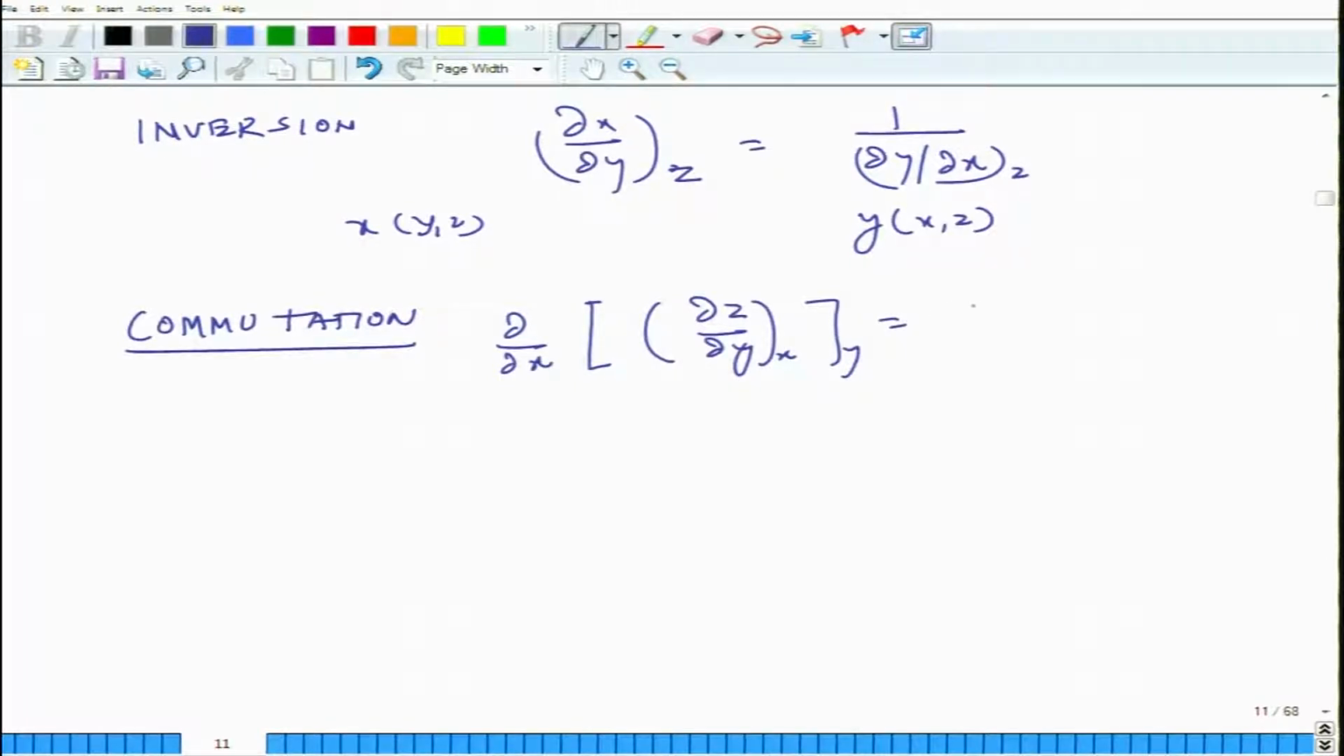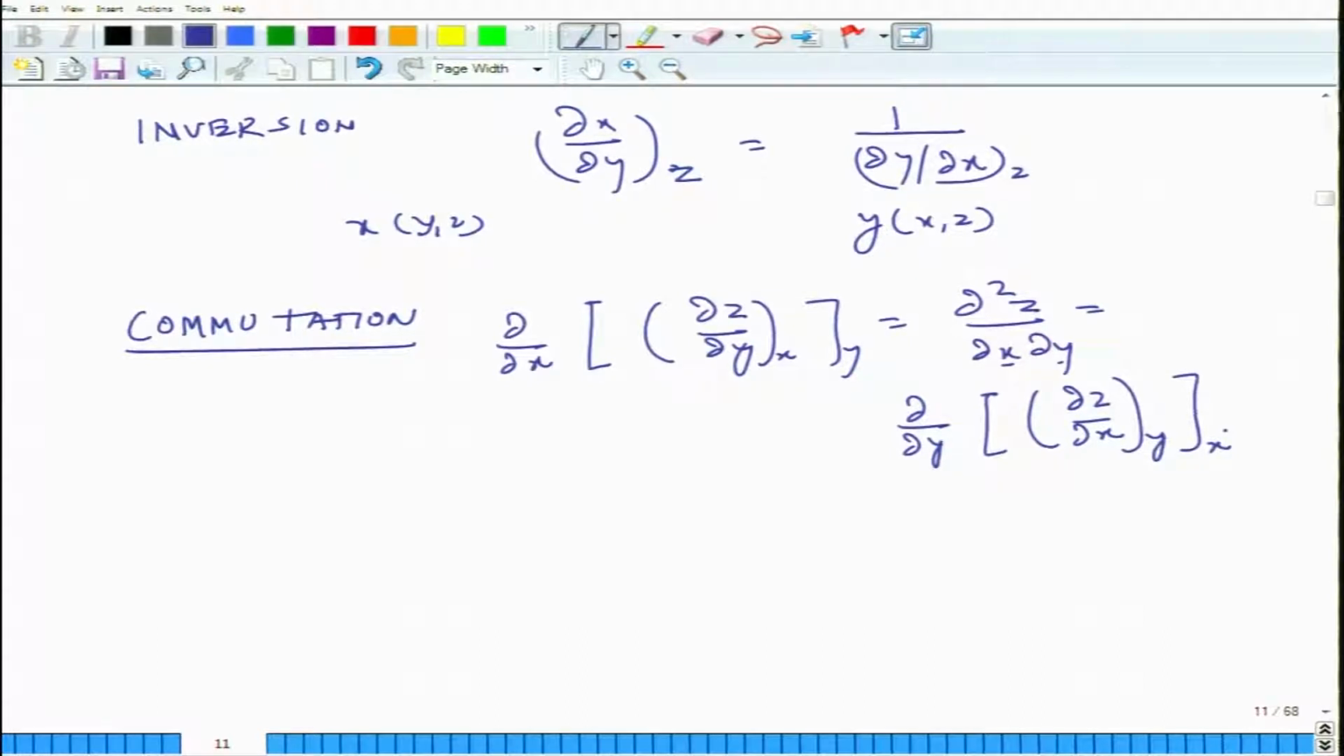And this can be written as ∂z, ∂²z, ∂x and ∂y. And this can be rearranged also, this sequence of derivative as ∂/∂y of (∂z/∂x) at constant y, and here this is constant x. So, this is a commutation expression.